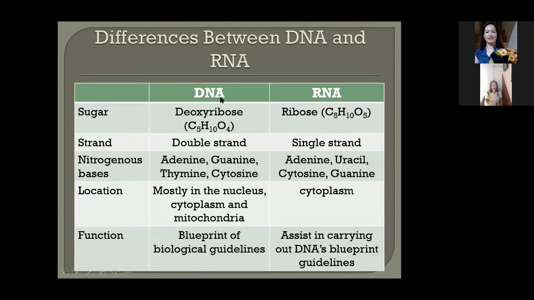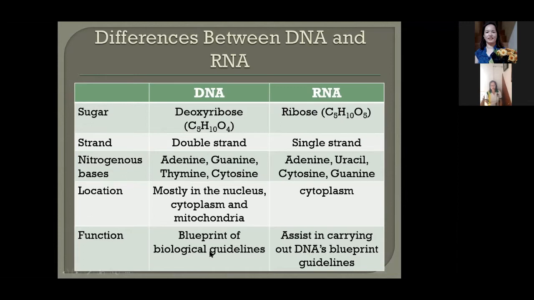For sugar, DNA is deoxyribose, while RNA is ribose. Again, DNA is a double strand and RNA is single strand. For nitrogenous bases, uracil replaces the thymine in DNA. DNA is found in the nucleus, and RNA is found in the cytoplasm. And looking at their function, DNA serves as the blueprint of biological guidelines, and RNA assists in carrying out DNA's blueprint guidelines.